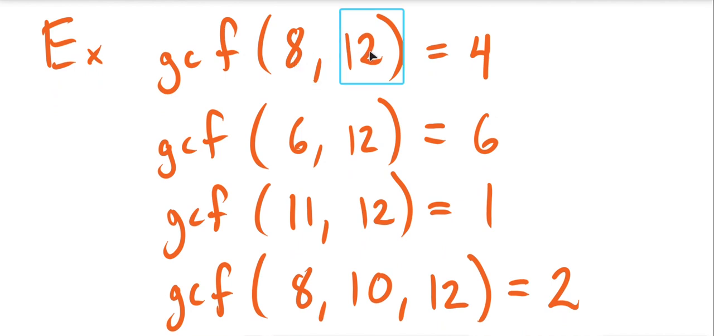The greatest common factor of 8 and 12 is 4. 4 is the biggest number which divides evenly into both 8 and 12. For 6 and 12, the greatest common factor is 6. 6 actually divides into 6 to give you 1, and it divides into 12. 1 is the biggest whole number which will divide evenly into both 11 and 12. Finally, we could look at collections larger than 2, and what we require is that it divides evenly into each one. So for example, if I looked at 8, 10, and 12, the biggest number that divides into all three of them is going to be 2.